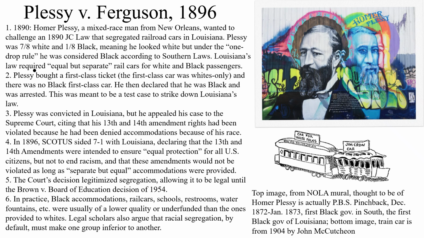In practice, though, black accommodations, whether they were rail cars, schools, restrooms, or water fountains, were generally of lower quality. They're not as well made. They're not as well funded in the case of schools, and so in reality, separate but equal hardly ever existed, if at all. And legal scholars will argue that by creating segregation, you cannot have separate but equal.